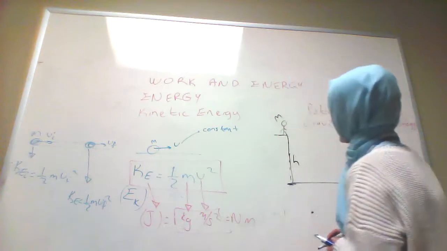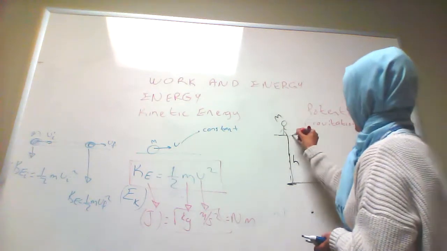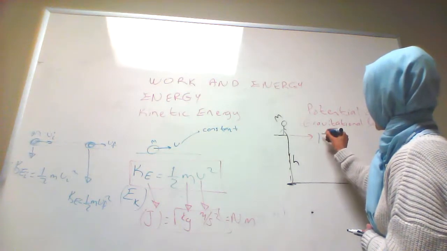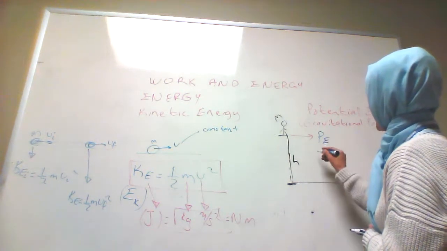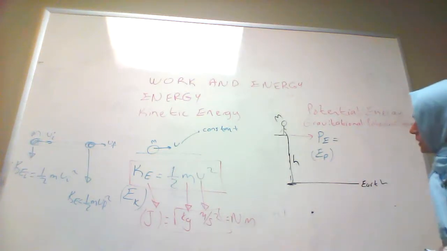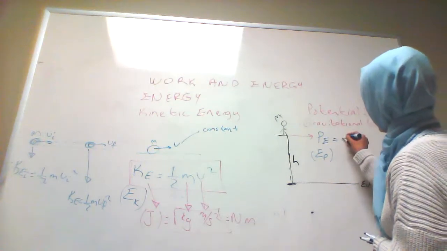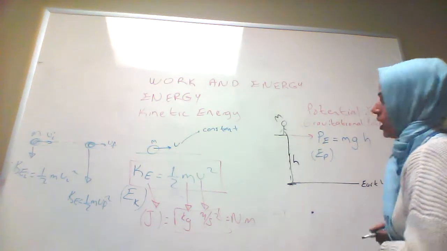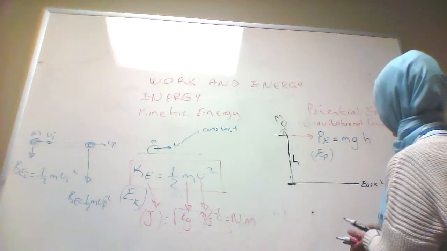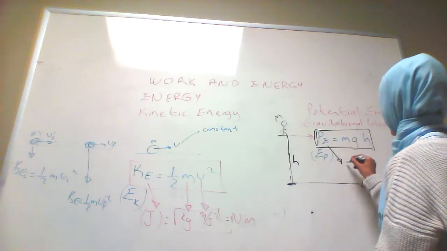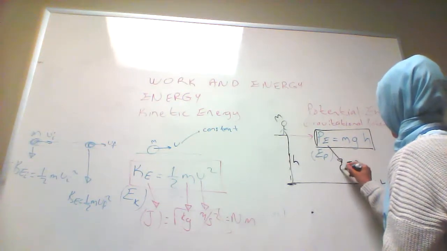Let's say my mass is m, I'm standing there, and my potential energy, we'll call it PE, is defined as... Sometimes it's called energy potential, you can see that as well. Potential energy is equal to mass times gravitational acceleration times the height of the object, mgh. It also has the unit, of course, joule.